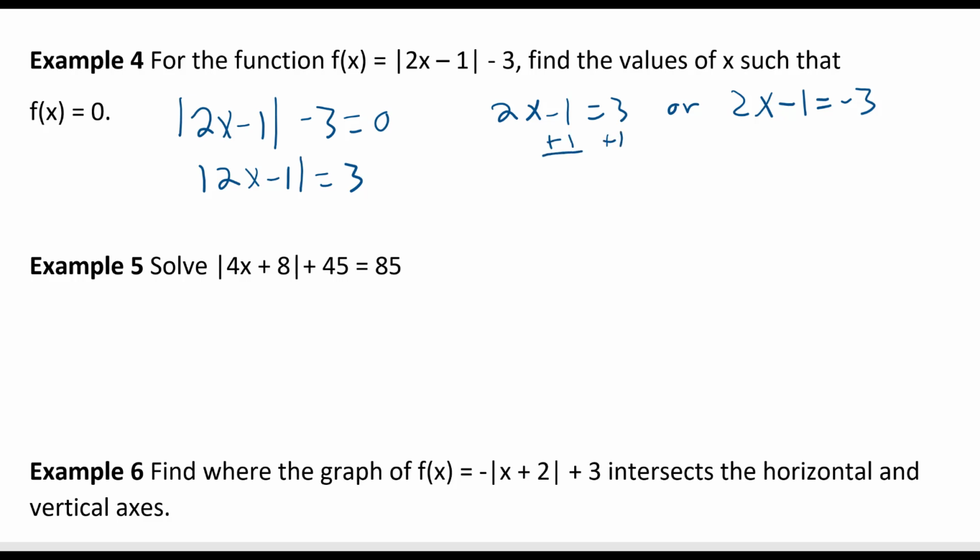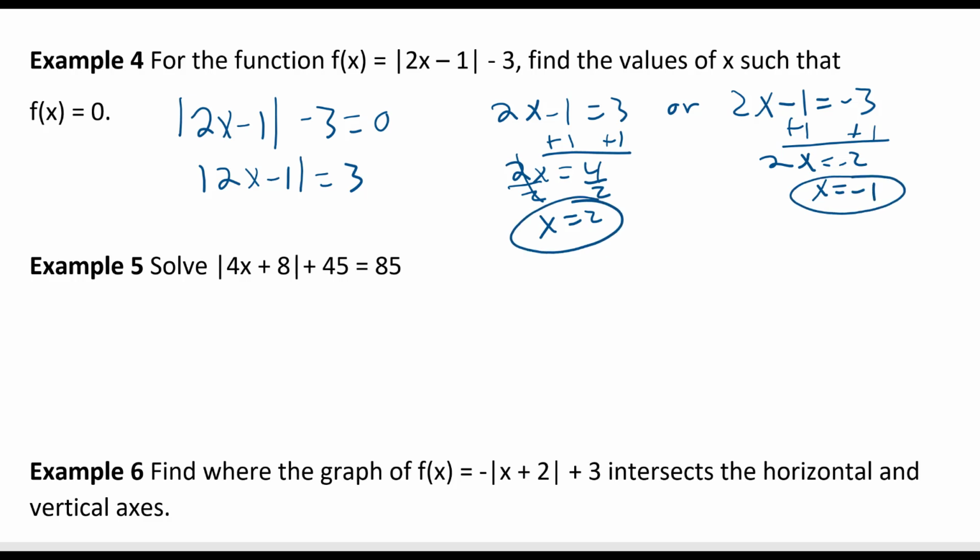Add 1 to both parts. 2x equals 4. Divide by 2. x equals 2. Add 1 to both sides there. 2x equals negative 2, or x equals negative 1. So those are our solutions for this one.